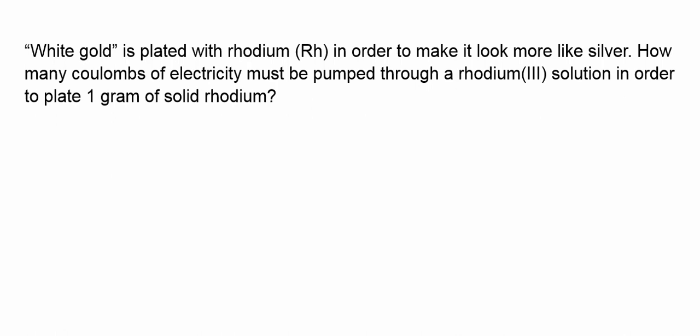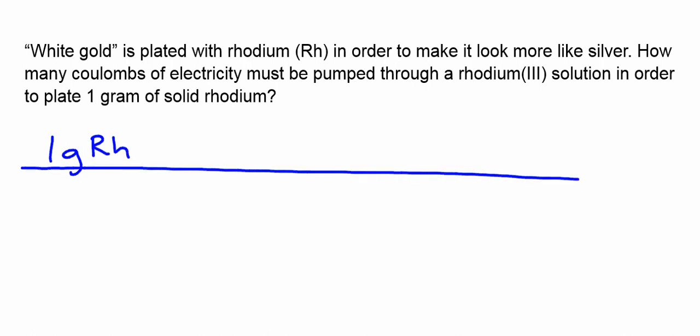White gold is plated with rubidium in order to make it look more like silver. So it's not actually silver, it's fake, it's cheaper. How many coulombs of electricity must be pumped through the solution in order to plate 1 gram? Okay, so again, I want to start with the actual information I know, which is I want 1 gram. So what it's asking for is how many coulombs. Again, if you just allow units to be your guide, you'd be amazed at where we're going to go. We have to get to moles of electrons, so we have to get our compounds always into moles. So I look up the molar mass.